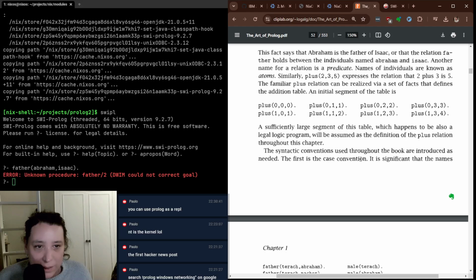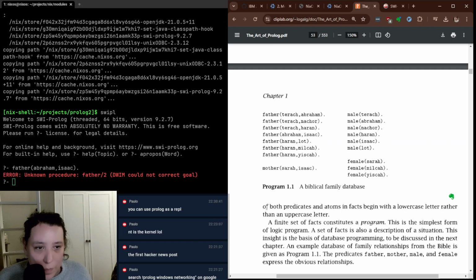The first is the case convention. It is significant that names of both predicates and atoms begin with a lowercase letter rather than an uppercase letter. So you have father, terach, abraham.